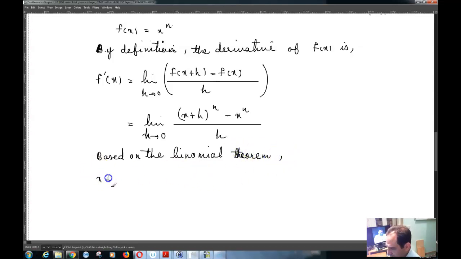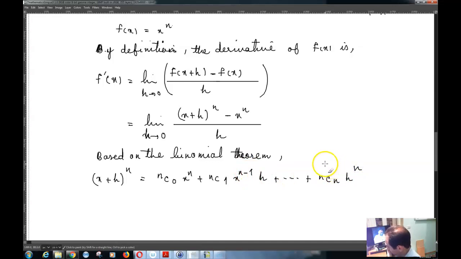x plus h raised to the power n is equal to n combination 0, x raised to the power n, plus n combination 1, x raised to the power n minus 1, h raised to the power 1, plus all the way up to n combination n, and this becomes 0, so this becomes a 1, and then h raised to the power n.